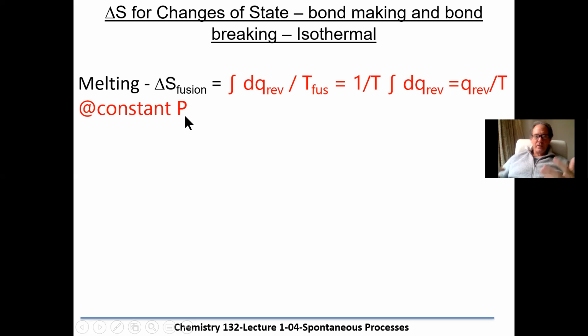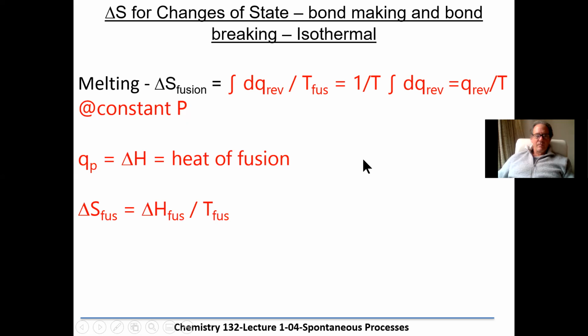When ice is melting, it's happening in the atmosphere. The pressure of the atmosphere is not changing over time, staying relatively constant for the period of time that the ice was melting. Now, QP, the heat involved, is equal to delta H, which is equal to the heat of fusion. And delta S fusion is equal to delta H fusion divided by the temperature at which the fusion occurs. So for ice, that happens to be 273 Kelvin.